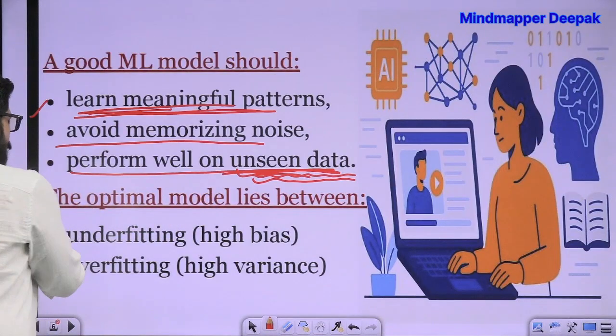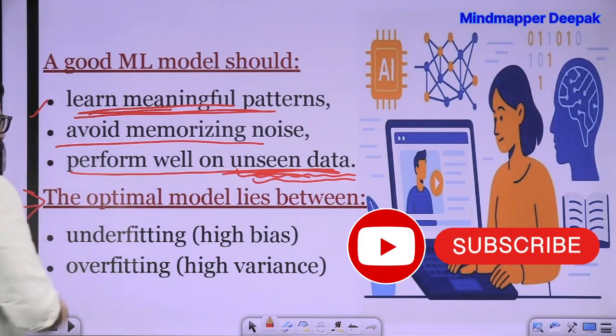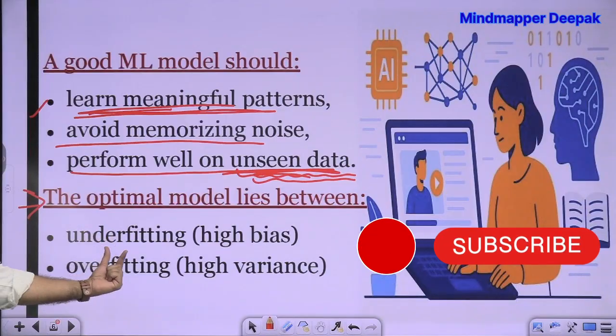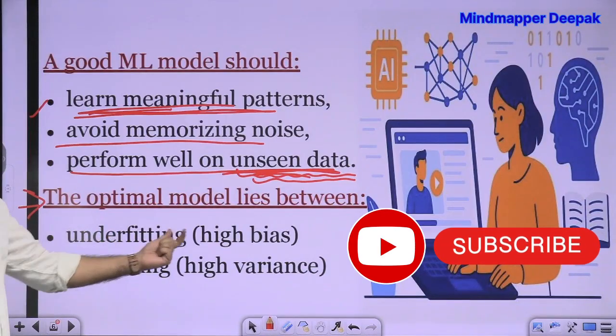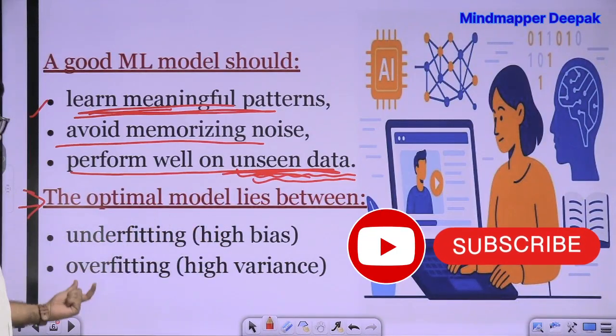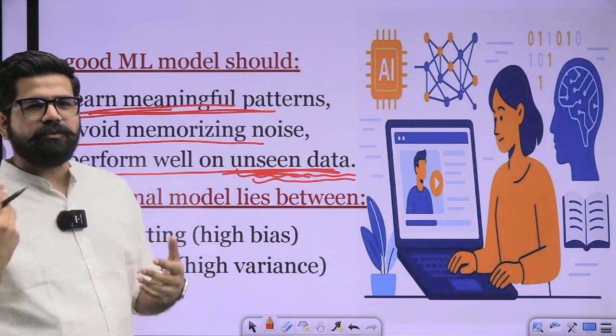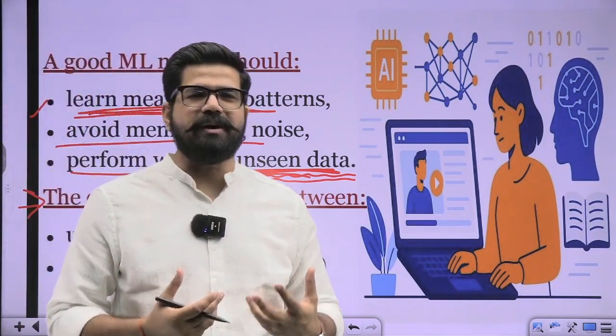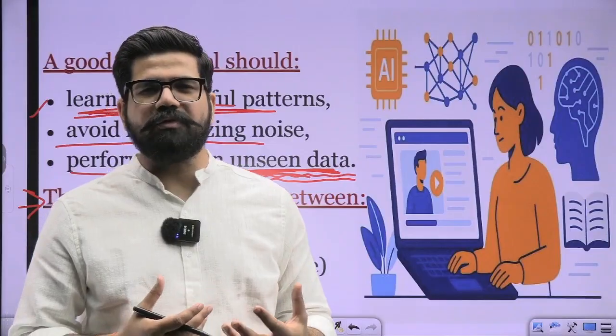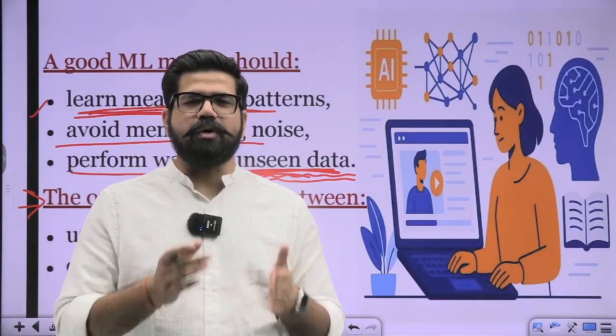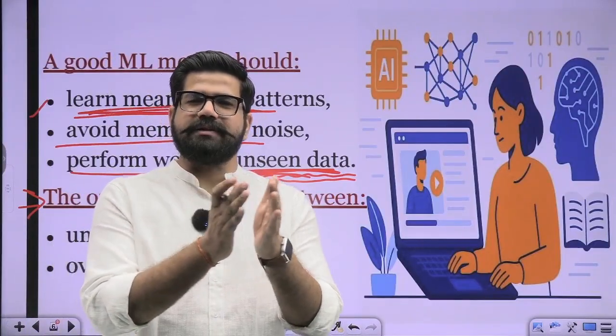Next, the optimal models. What is the meaning of an optimal model? It lies between underfitting, which is your high bias, and overfitting, which is your high variance. I hope in the previous videos I have discussed multiple times what overfitting and underfitting are, what the concept of bias is and what the concept of variance is.